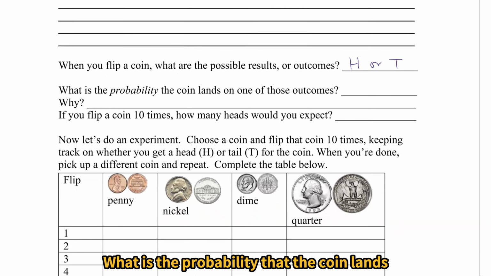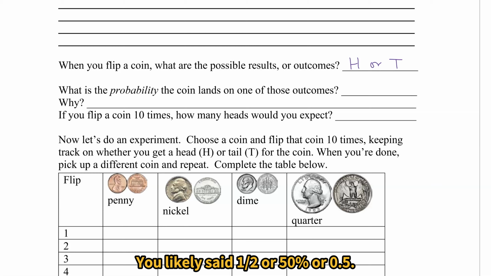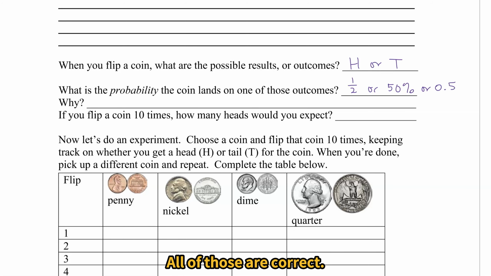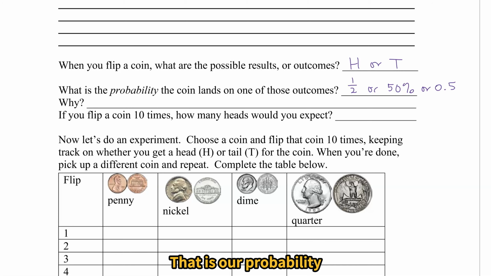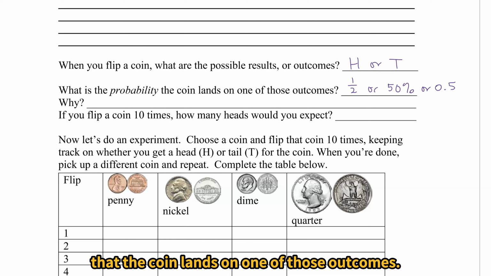What is the probability that the coin lands on one of those outcomes? You likely said 1/2 or 50% or 0.5. All of those are correct. We have two possible outcomes, and when we flip the coin, one of them must occur. So we have one out of two possibilities. That is our probability that the coin lands on one of those outcomes.